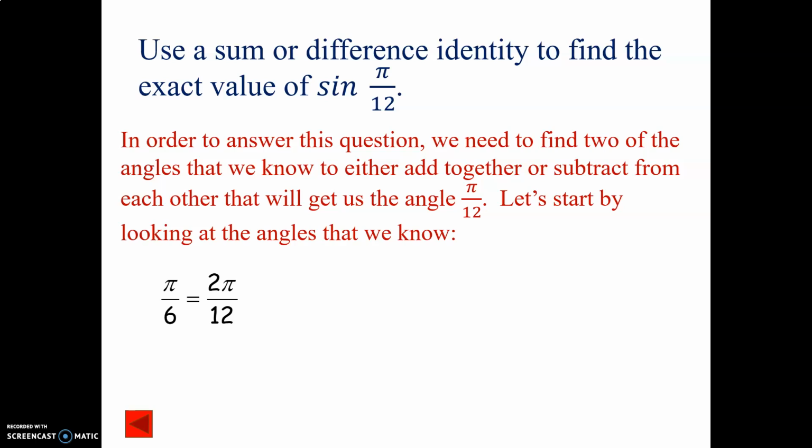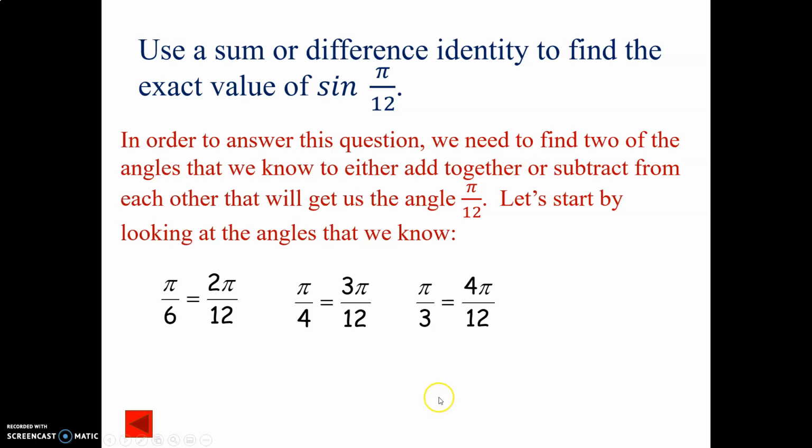So instead of 30, 45, 60, and multiples thereafter, we're looking at all of those angles in radians. First one we know is pi over 6. Because the denominator here is 12, we're converting it to an equivalent fraction with a denominator of 12. Because 6 times 2 is 12, pi times 2, 2 pi. Next one we know is pi over 4. 4 goes into 12 3 times, so 3 times pi, 3 pi. Next one is pi over 3. 3 times 4 is 12, pi times 4, 4 pi.